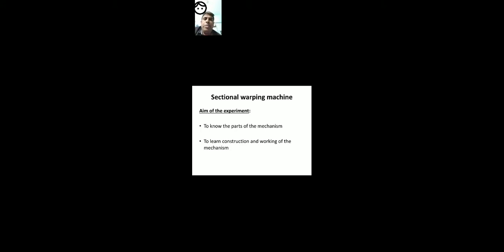What is the aim of the experiment? The aim of the experiment is to know the parts of the mechanism. There are 4 zones in the sectional warping machine. As we will be seeing in this video, there will be 4 zones in the sectional warping machine, and what are the parts of it and how they are combined together to form sectional warping machine, and how they work and construction, and all these things we will study in this.